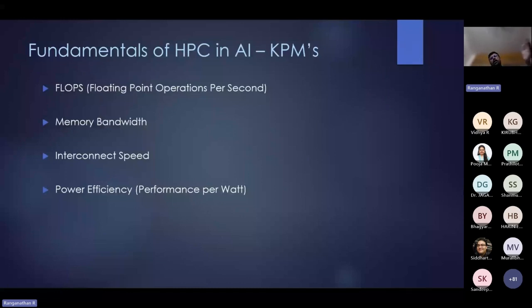The third one is on interconnect speed. That's what we saw in terms of the NVLink technology over PCI buses, how NVLink is useful, how it is able to support more speed, and how it is able to support higher data volumes, right? And the last one is in terms of power efficiency.